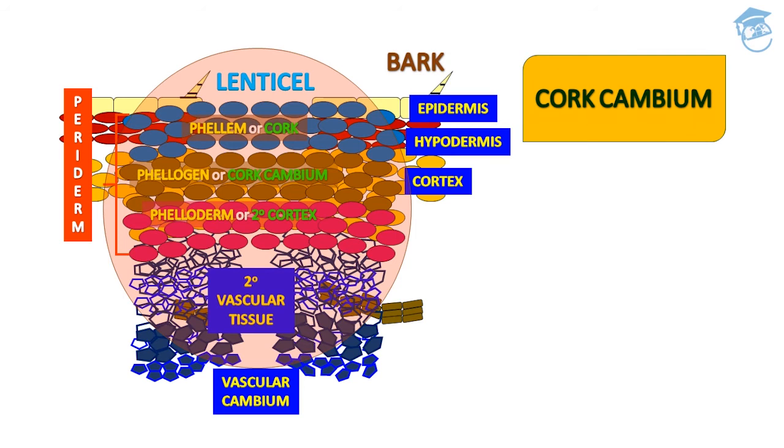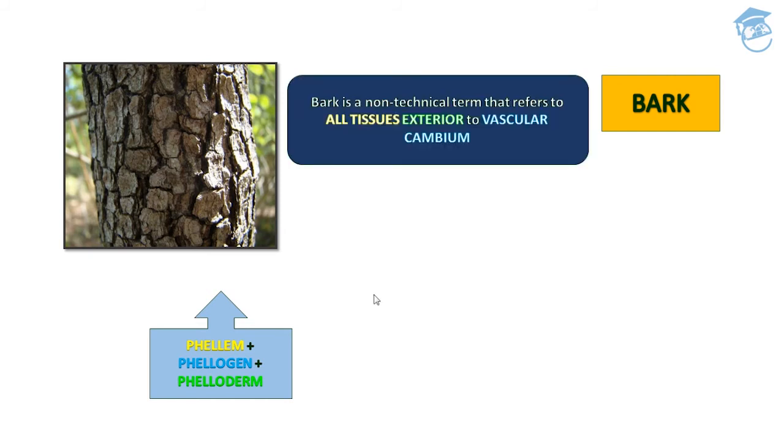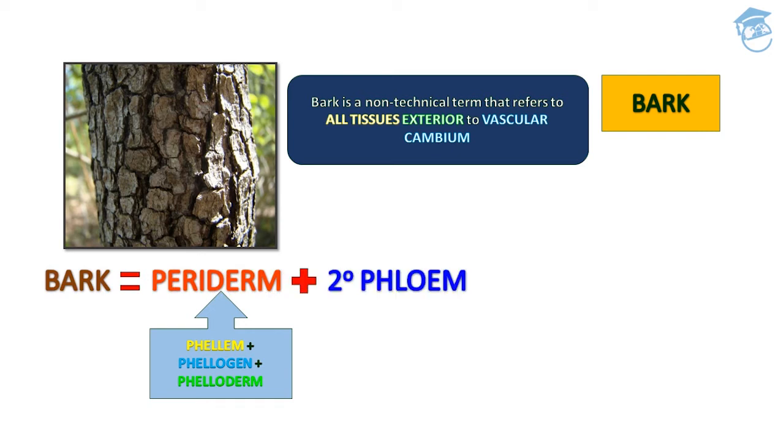Bark refers to a number of tissue types such as periderm and secondary phloem, and bark that is formed early in the season is called early or soft bark, and towards the end of the season it is called hard bark. Okay, so this is bark, phellum plus phellogen plus phelloderm together with secondary phloem. Bark is a non-technical term that refers to all tissue exterior to vascular cambium. So bark is equal to periderm plus secondary phloem.